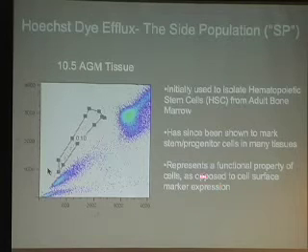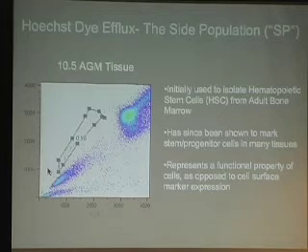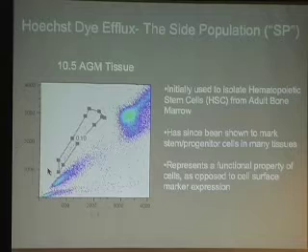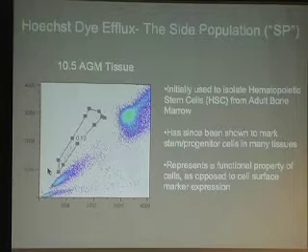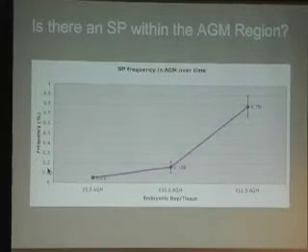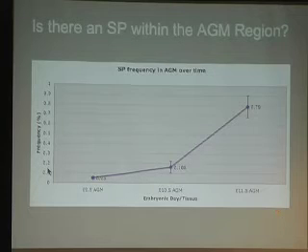What's unique about this is it actually represents the functional property of the cells, as opposed to just cell surface markers. And so the first question we had was, can we isolate an SP in the AGM during the initiation of hematopoiesis? And in fact, we were able to do so. Beginning at E9.5 and going out through E11.5 in the AGM region, we're able to reproducibly isolate an SP population, and that frequency clearly increases over time.